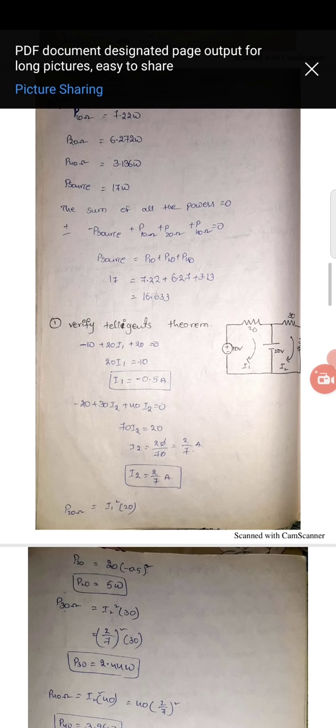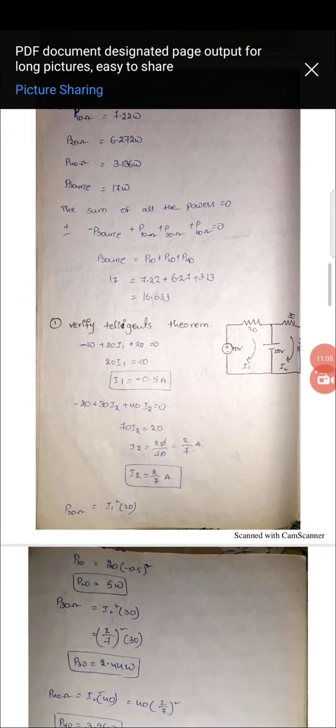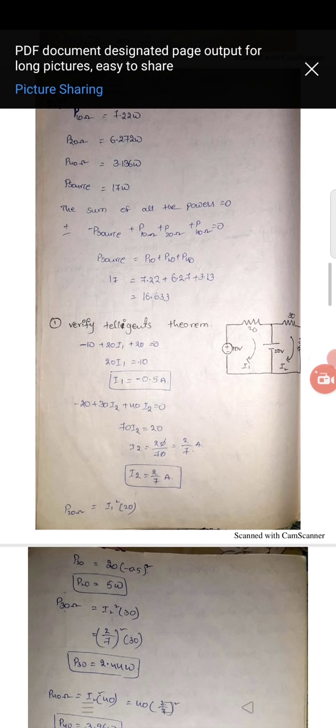Okay, next, similarly, another problem. Verify Tellegen's theorem for the following circuit. You can observe here the circuit has two sources, right? Apply KVL to the first loop.